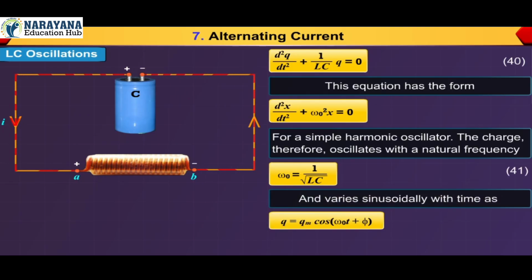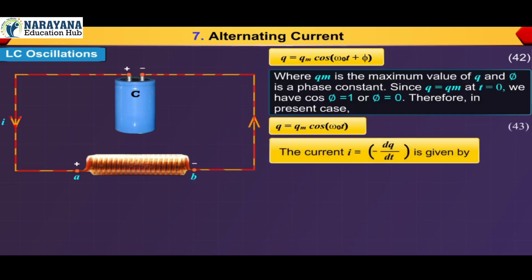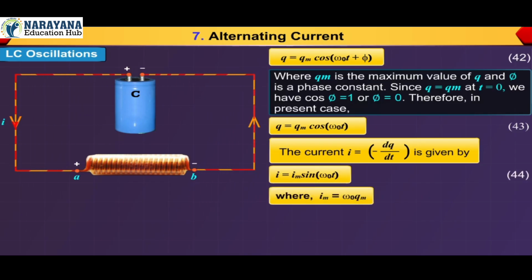and varies sinusoidally with time as Q = Qm cos(ω0t + φ), equation 42, where Qm is the maximum value of Q and φ is a phase constant. Since Q = Qm at t = 0, we have cos φ = 1 or φ = 0. Therefore, in the present case, Q = Qm cos ω0t, equation 43. The current I = −dQ/dt is given by I = Im sin ω0t, equation 44, where Im = ω0Qm.